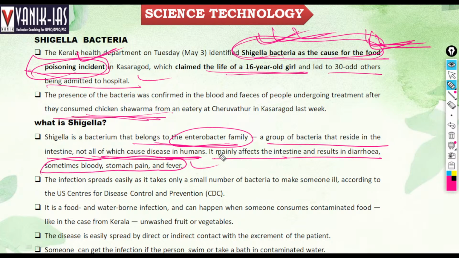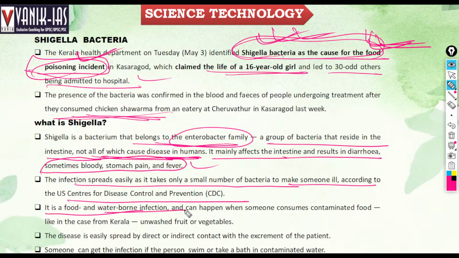It is a food and waterborne infection. The infection spreads easily and takes a small number of bacteria to make someone ill, according to the US Centers for Disease Control and Prevention. It can happen when someone consumes contaminated food, like in the case of Kerala, unwashed fruits or vegetables. These are waterborne infections that can be transmitted by unwashed fruits and vegetables. The disease is easily spread by direct and indirect contact with the excrement of the patient.